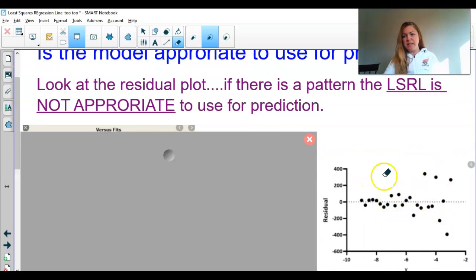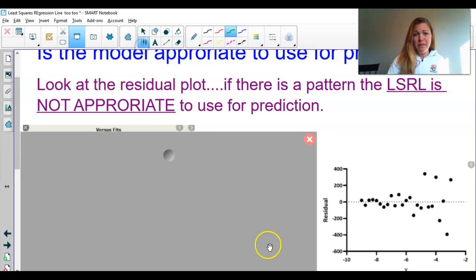Here's our first residual plot. There was a data set, and we calculated the residual plot, and we got this residual plot. Now, this residual plot is a bad residual plot. Why? In statistics, we call this a pattern. This is actually called a fan.